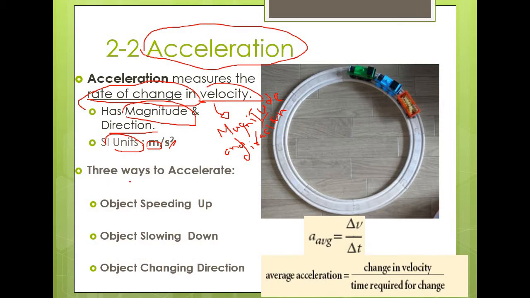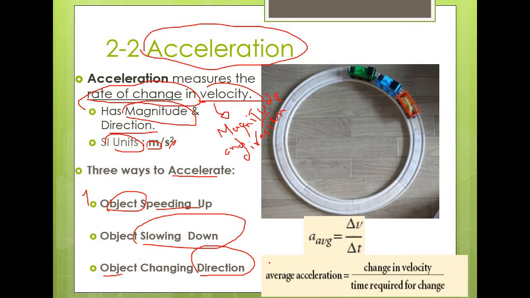We have three ways to accelerate. When the object is speeding up, so when the object increases in velocity or speeds up, the acceleration will increase. When the object slows down, the acceleration will decrease. When the object changes direction, the acceleration will also change in direction.